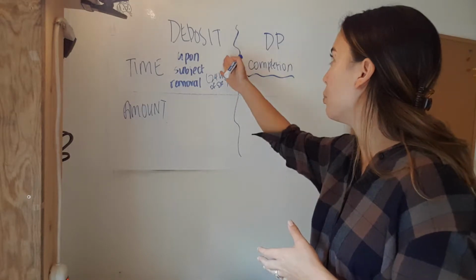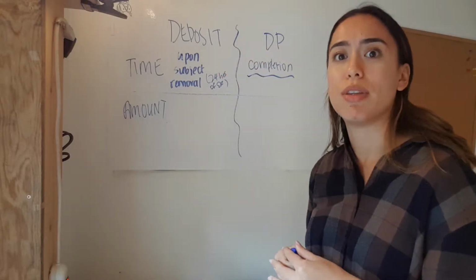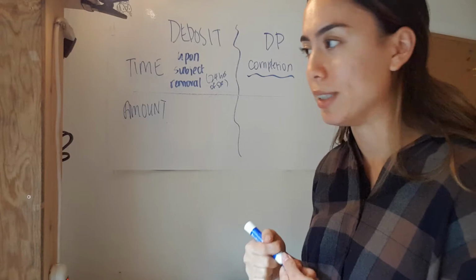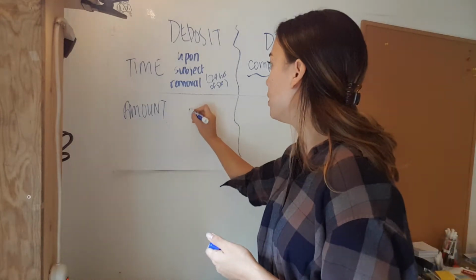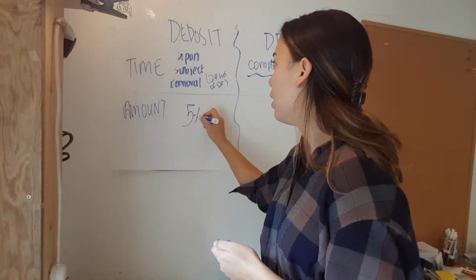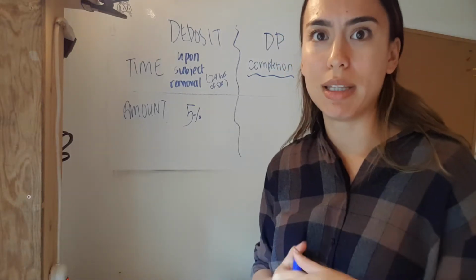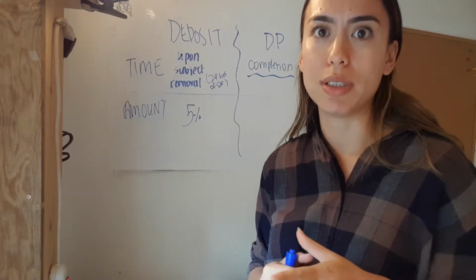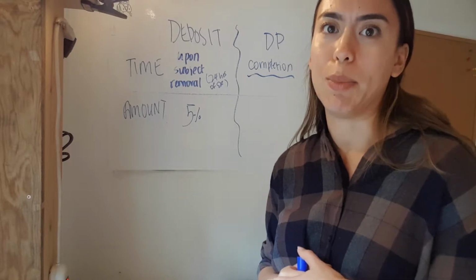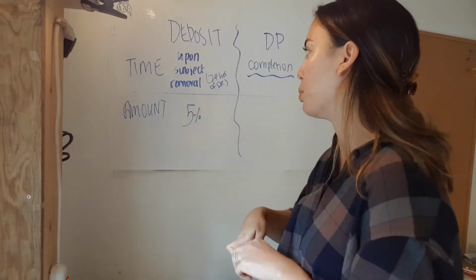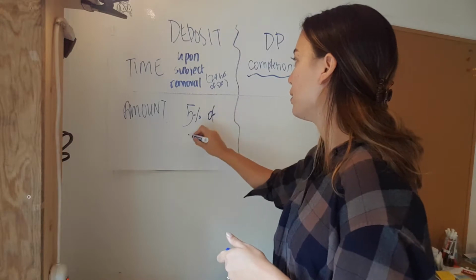The difference in the deposit and the down payment in terms of the amount is very, very different. The deposit in BC, there's no set amount. It doesn't need to be this amount, but the standard amount, I would say the industry standard, or the expected amount, is typically 5% of the purchase price.